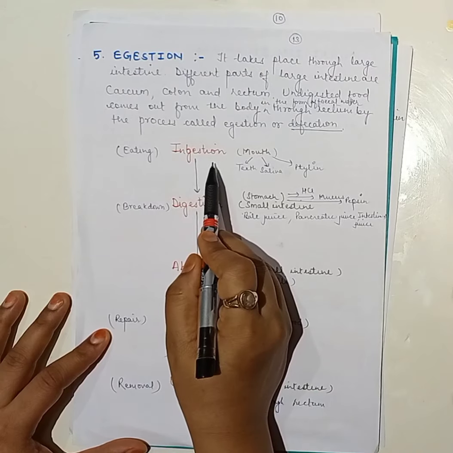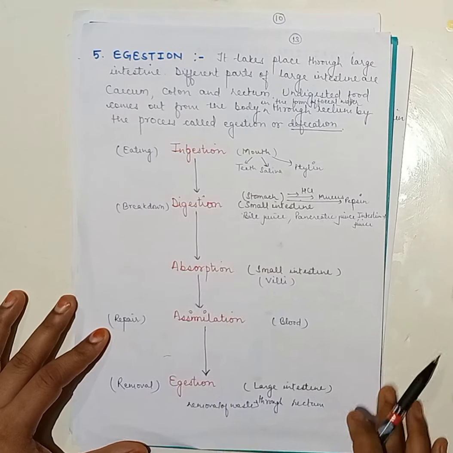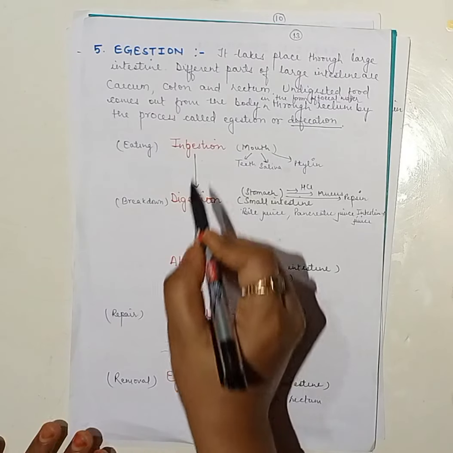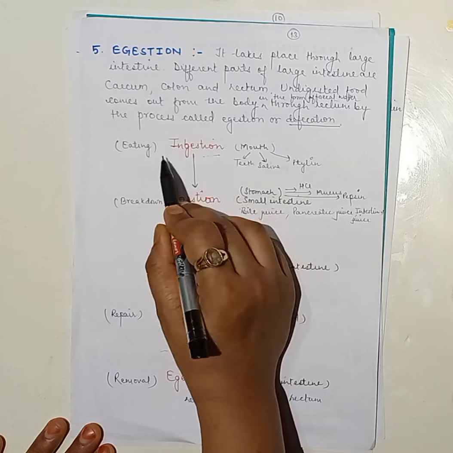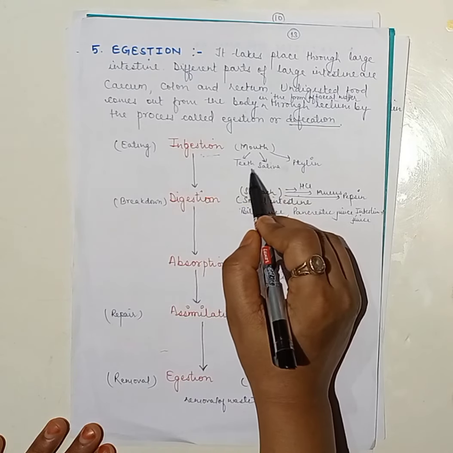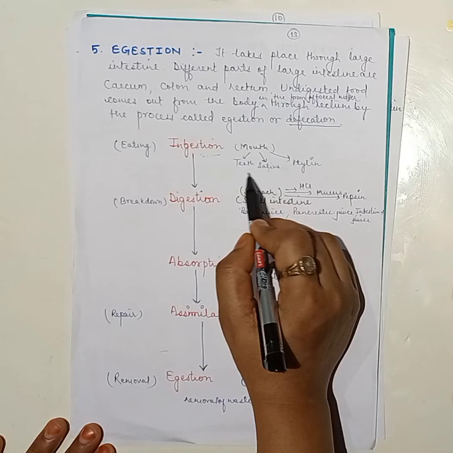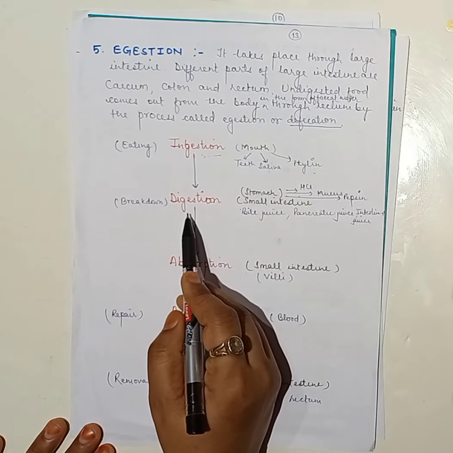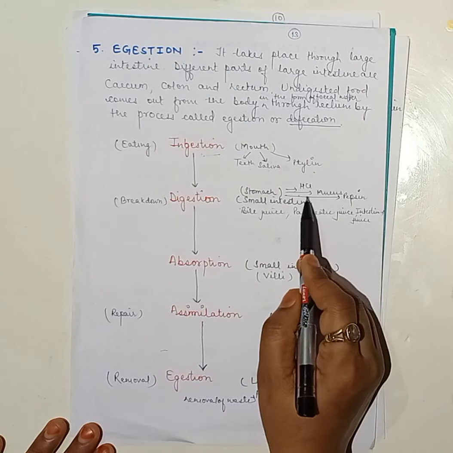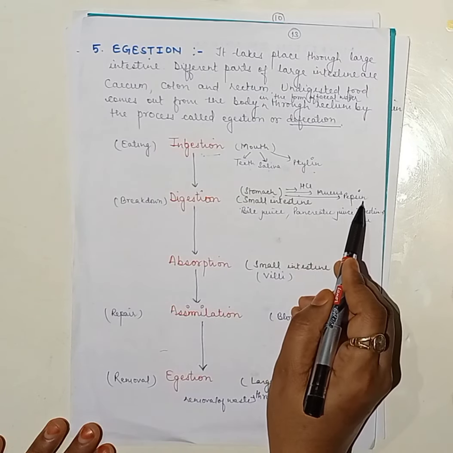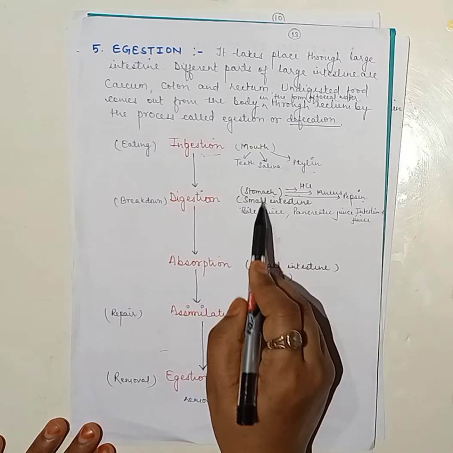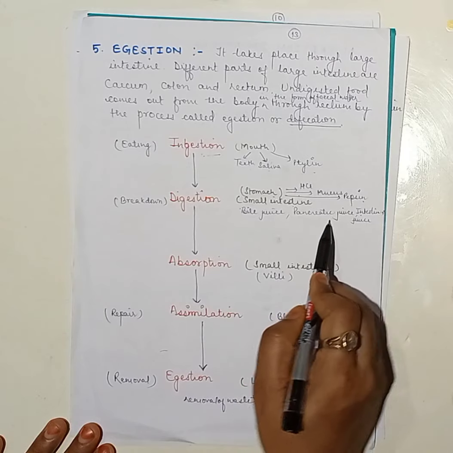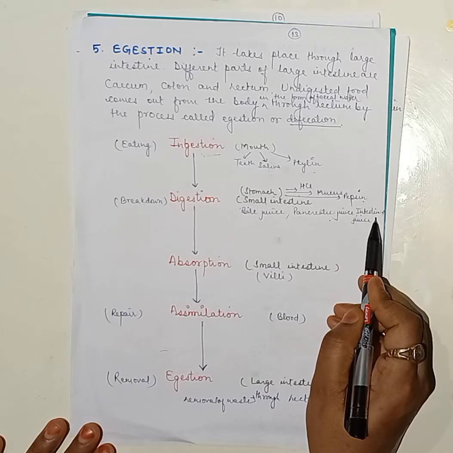The first step in the process of nutrition in the human being or multicellular organism, or we can say complex organism, is ingestion, right? Means eating of food. In the mouth, teeth, saliva, ptyalin enzyme are present, as we have studied earlier. Now the food will come to the stomach. Here in the stomach, HCl, mucus and pepsin are present. Then from the stomach it will come to the small intestine. In the small intestine, bile juices, pancreatic juices and intestinal juices are present.